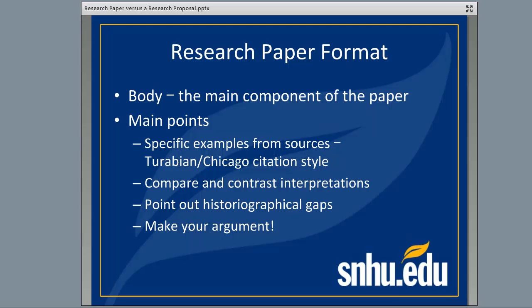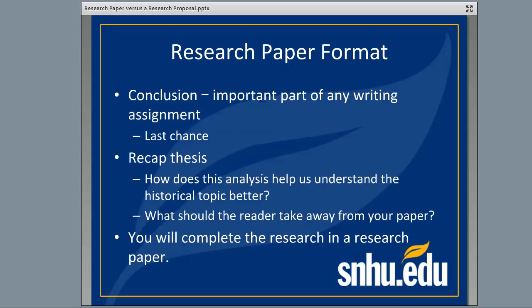The body of the research paper is the main component of that paper. And in this paper, you're going to have the main points that are going to include specific examples from sources. It's going to be included in Turabian and Chicago citation style. You're going to compare and contrast interpretations, and you're also going to point out historiographic trends. What's very important in the body of the work is to focus on the fact that this is where you're making your argument. This is where you are presenting all of your evidence.